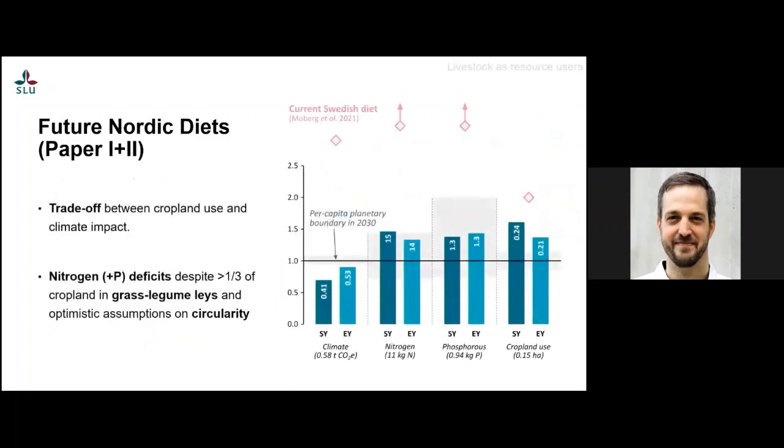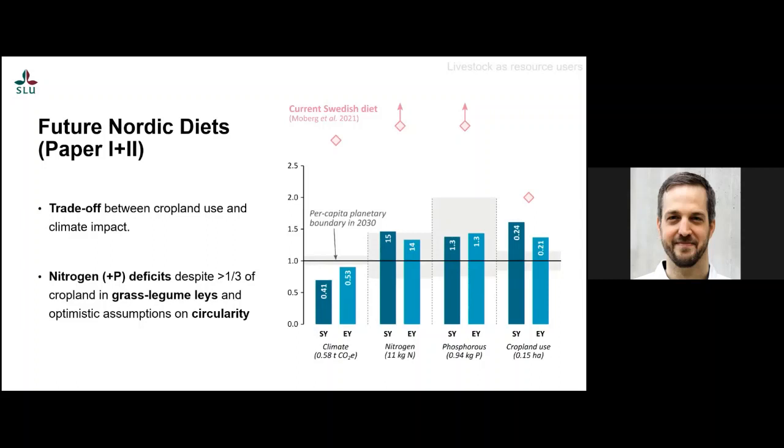And moving to the environmental impacts, this figure shows the impacts of the two scenarios in relation to suggested planetary boundaries, expressed on a per capita basis based on the projected population for 2030. And these are shown for climate impact, the addition of new nitrogen and phosphorus, as well as cropland use.